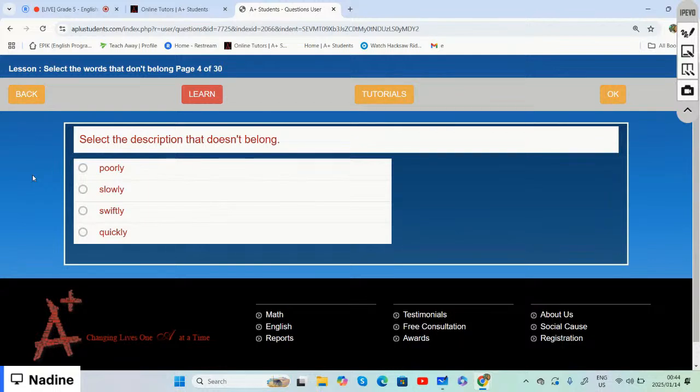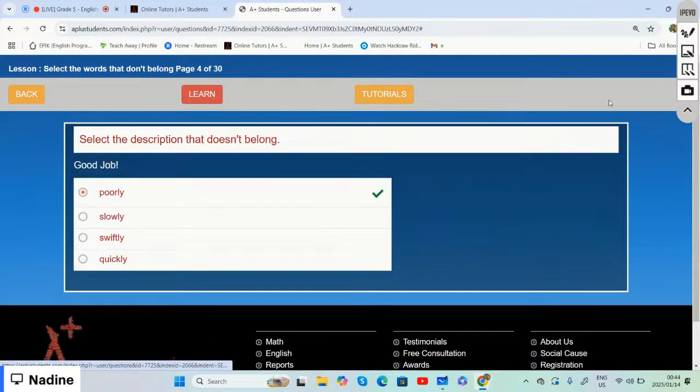And if we were to select the description that does not belong, then poorly does not belong. Poorly does not tell us the pace in which something happens. The pace is like either something is very slowly or swiftly or quickly or hurriedly, right? So well done.